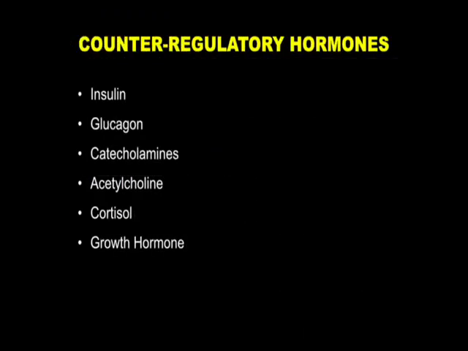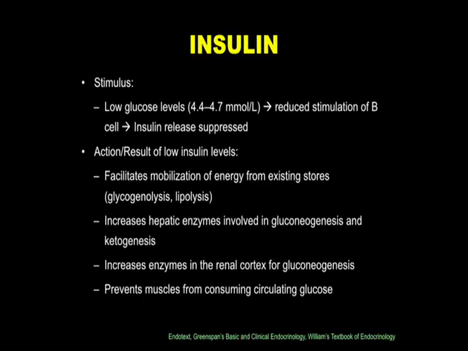The counter-regulatory hormones that are involved in restoration of a euglycemic state when a patient has a low blood sugar include insulin, glucagon, catecholamines, acetylcholine, cortisol, and growth hormone. I mention insulin because it's not just the presence of the other hormones, but it's actually having a low insulin level that's very important. So as our blood sugar drops, in everybody with a normal physiology, as our glucose levels drop to somewhere around 4.4 to 4.7, you have reduced stimulation of the beta cell and you have reduced release of insulin. This is important because if insulin levels are high, you lack these benefits.